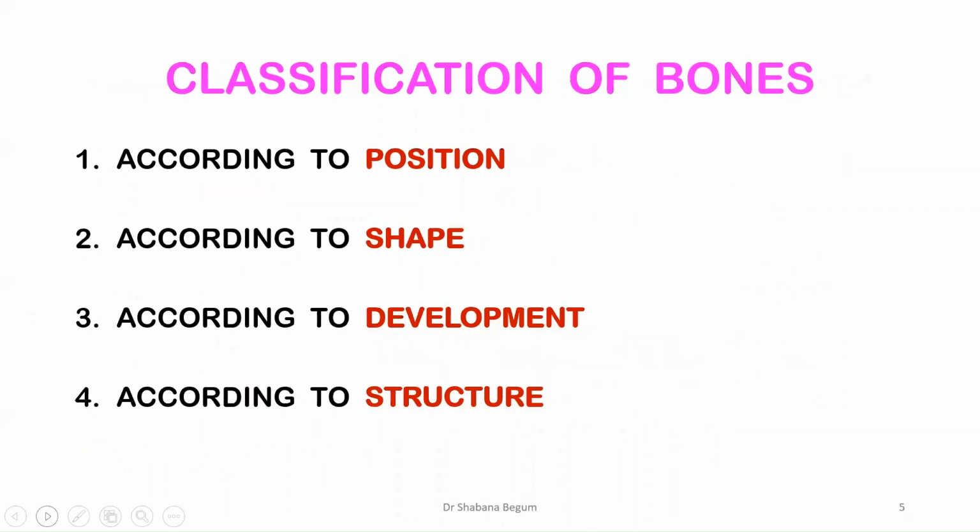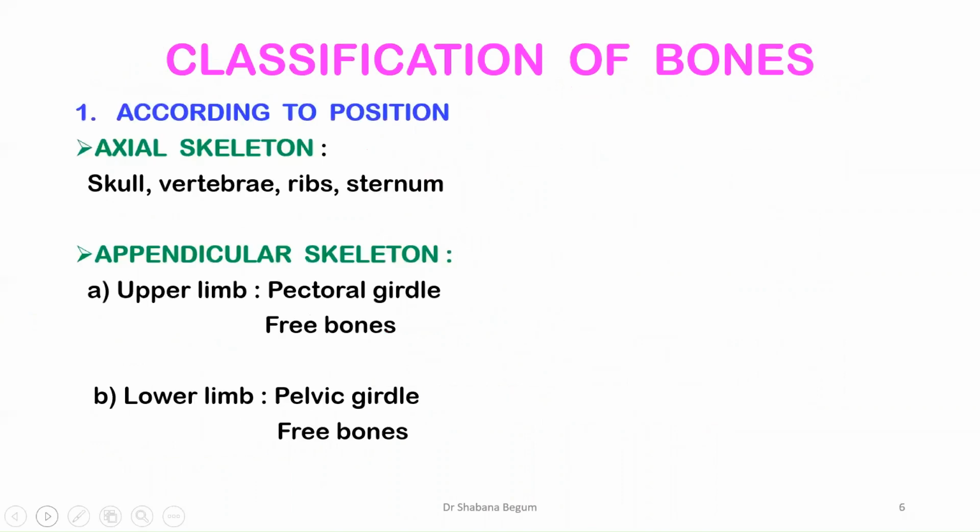Now, classification of bones. We can classify bones in the following way: according to position, according to shape, according to development, and according to structure. So first is according to position. The bones can be classified into axial skeleton and the appendicular skeleton.